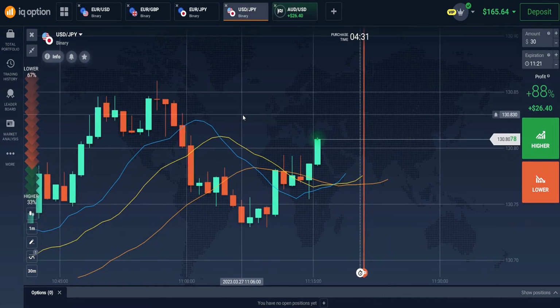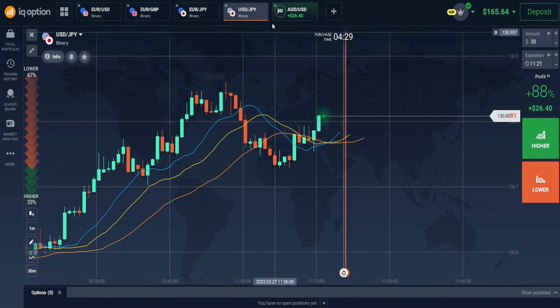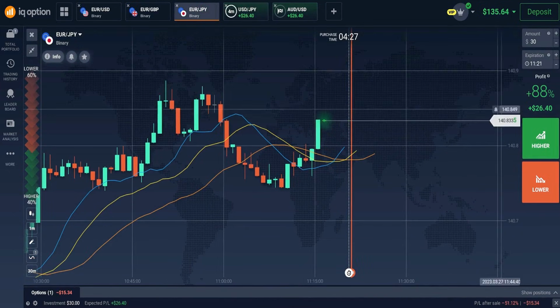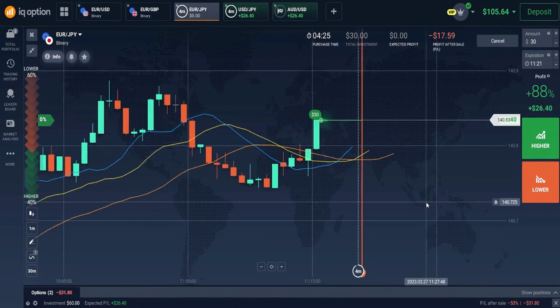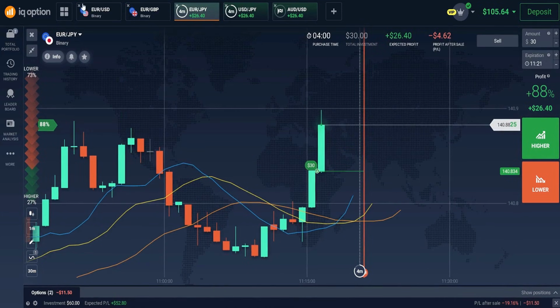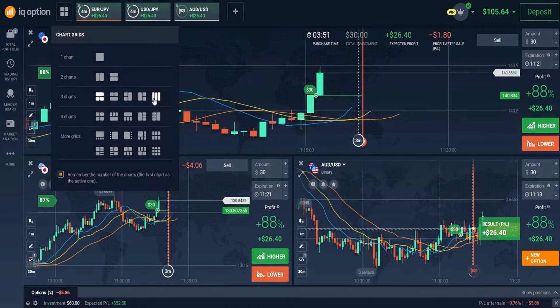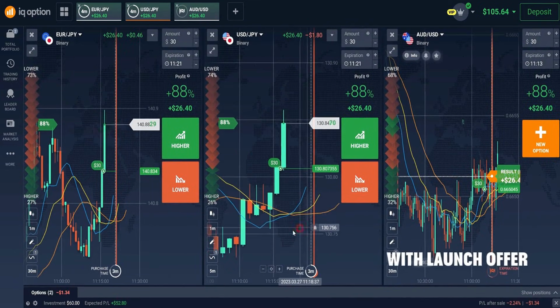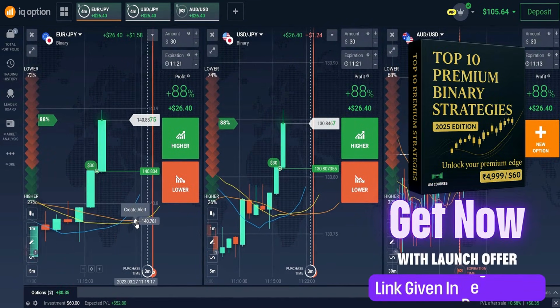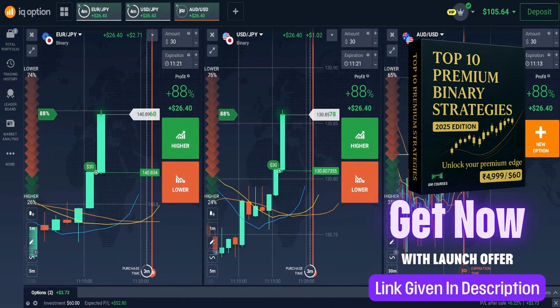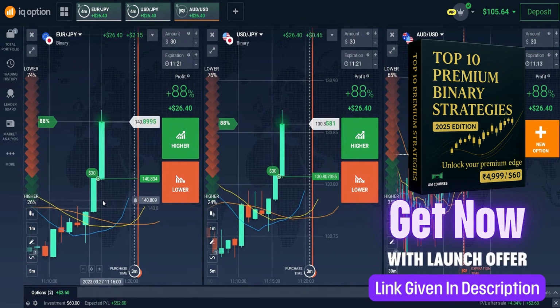Now let me show you something really exciting. At the exact same time, I spotted two perfect buy setups on two different pairs, Euro/JPY and USD/JPY. Look at both charts. The alligator was completely asleep. All three lines were tightly compressed and tangled together. A clear sign the market was consolidating and building energy for a breakout.